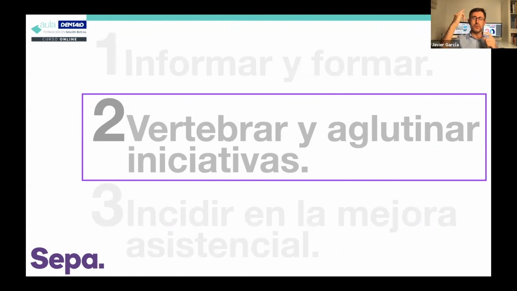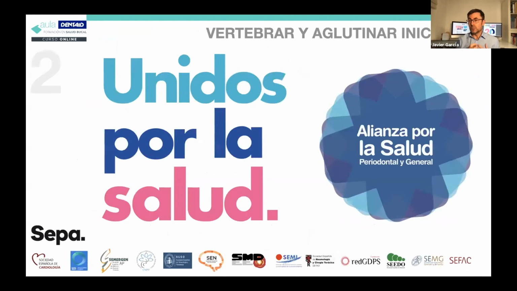The second goal is to organize and coordinate initiatives. This is a little bit more complex. We don't have to tell only things, but also we have to have a good reputation and credibility so that others can join our mission. Others who are also linked to this common goal, which is health, and others which are really prestigious, like the Society of Cardiology, Societies of Diabetes, or Primary Healthcare Societies, among others, as you can see in the lower part of the slide.